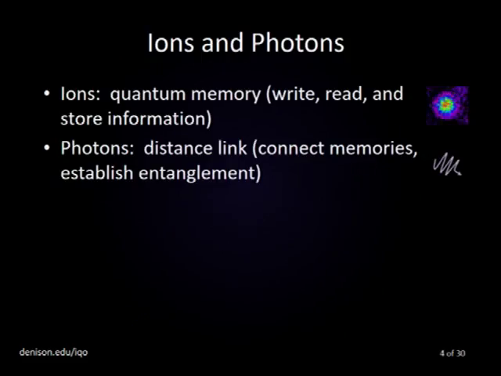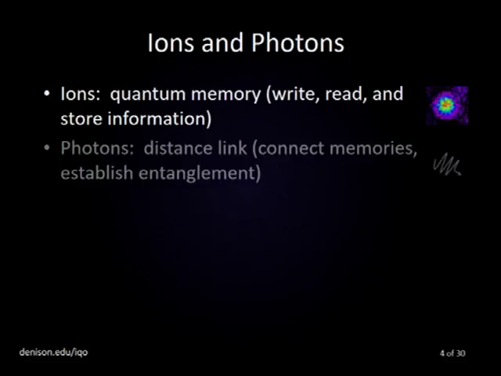And here we want to use atomic ions as the quantum memory. So we're going to try to write, read, and store information in individual atoms. And we're going to then try to use photons to link together these quantum memories over some distance. So let's first talk about ions.